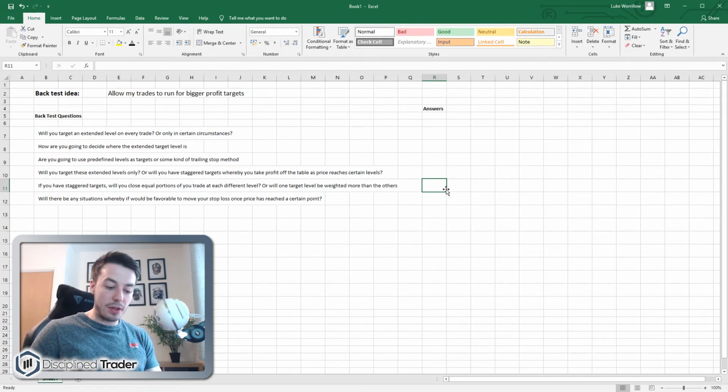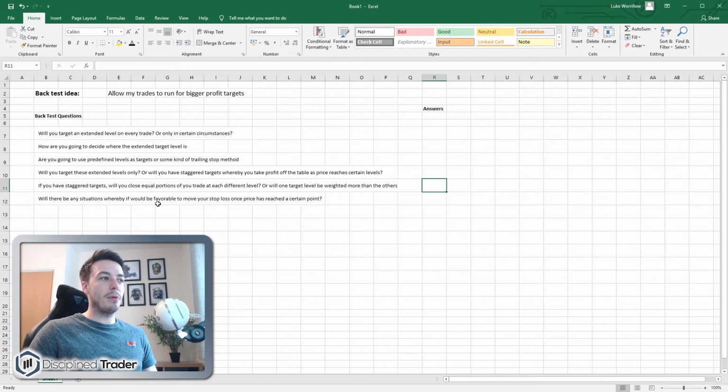It might work out that for every time that the first target is hit, 90% of the time of those trades, the second target is hit. Well, in that case, it may be worth weighting my second target higher, whereby I take 25% off at the first target, 50% off at the second, and another 25% on the third target, so that I'm making the most profit I can from my approach. But again, just asking those questions and recording that data will answer those questions for me.